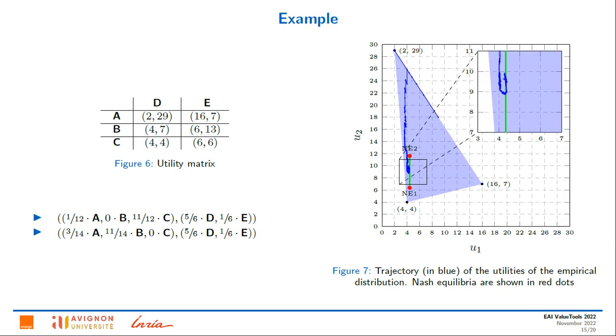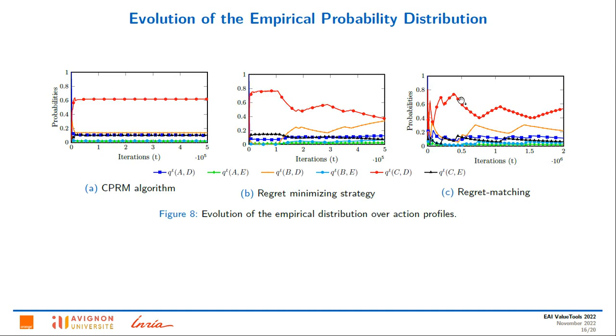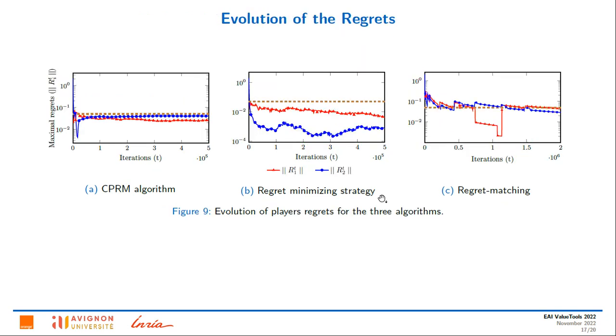So when we apply our algorithm to the previous matrix game, which has two Nash equilibria shown in red on the figure, we observe that the trajectory of the payoffs seems to converge to a point in the neighborhood of the convex hull of Nash equilibria. Now, if we look at the trajectory of the empirical distribution, our algorithm is able to stabilize it, which is not the case for regret matching or other regret minimizing strategies. I also have the evolution of regrets, and here again, CPRM is able to stabilize the dynamic, while for the other two algorithms we observe an evolution of regrets that are decreasing, which is what we expect from these types of learning procedures.